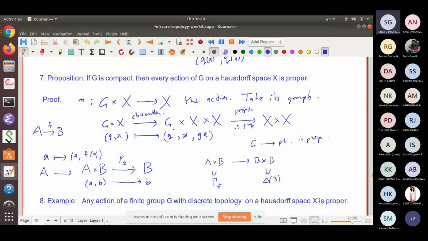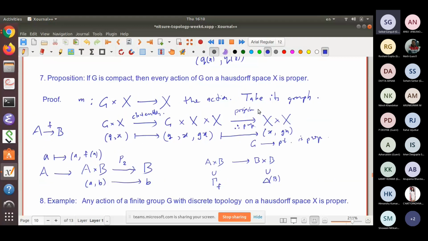This was a mapping to X. We used Hausdorffness of B, so B is X here. So this is a closed embedding, and closed embedding is proper. So this is a composite of two proper maps, and where is it going after this projection? It is going to (x, gx). Well, with the two factors interchanged, we wanted the map (gx, x). So we take its composite with the isomorphism of X cross X with itself which interchanges the two factors and makes them (gx, x). Okay, so we have proved this.